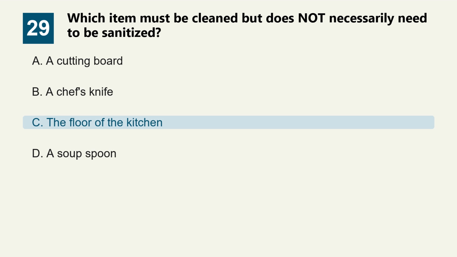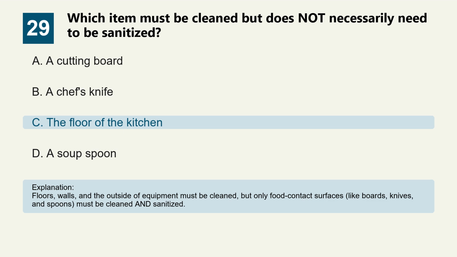The floor of the kitchen. Floors, walls, and the outside of equipment must be cleaned, but only food contact surfaces, like boards, knives, and spoons, must be cleaned and sanitized.